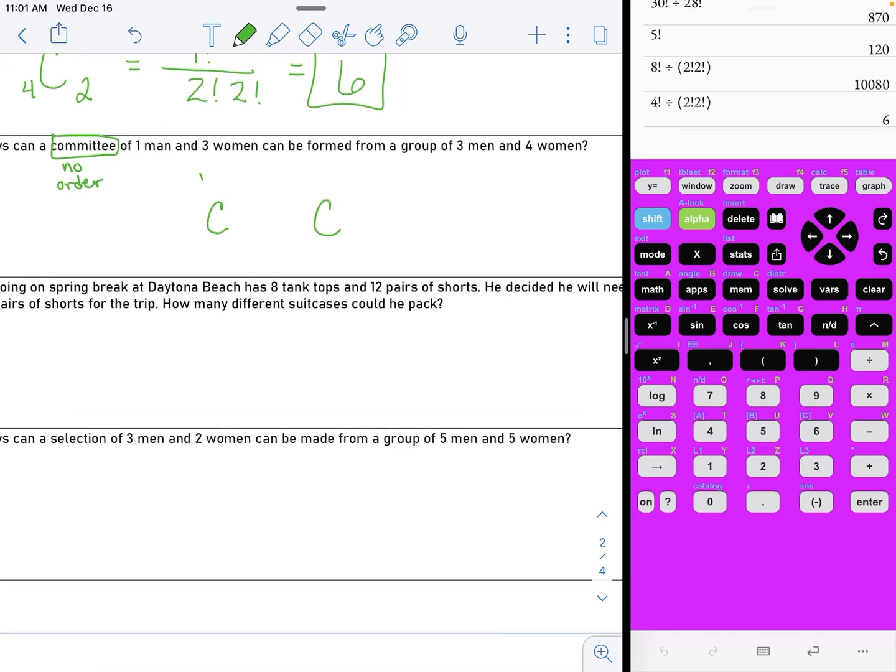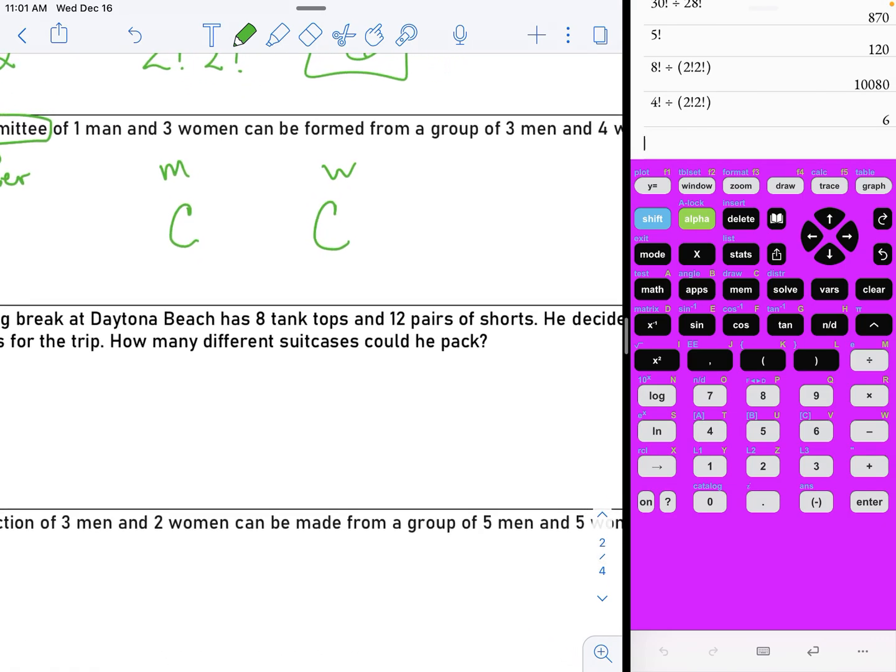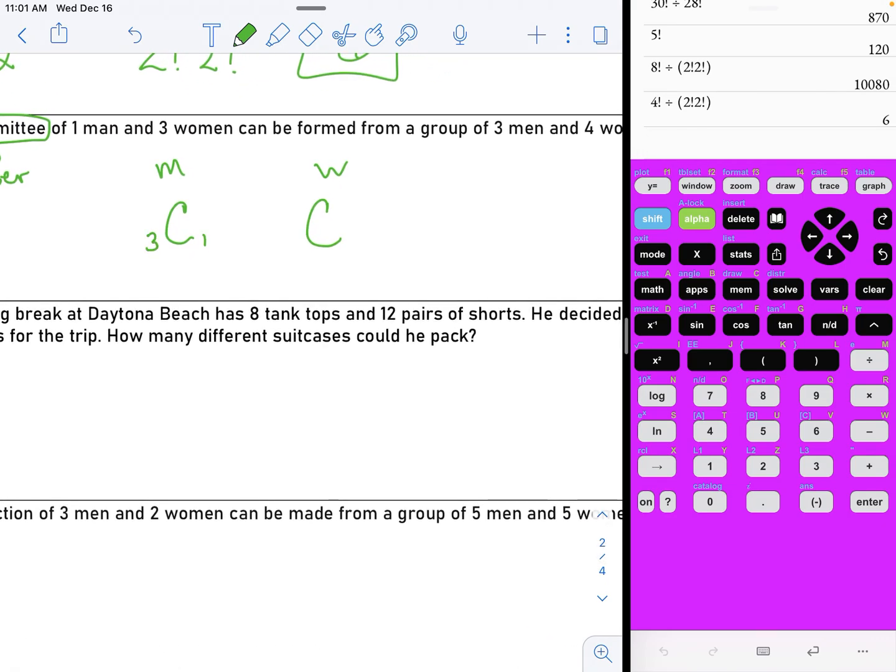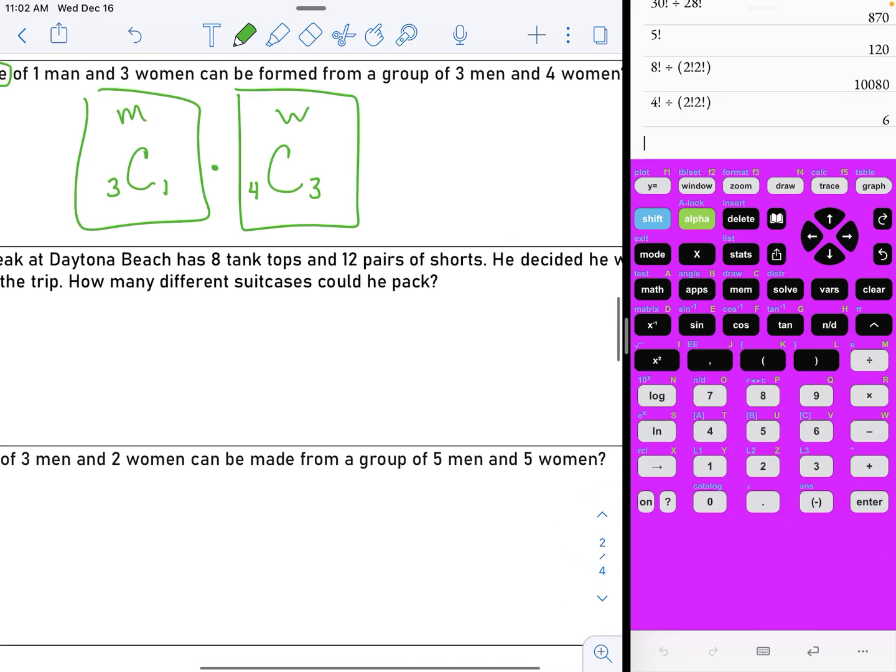So let's deal with the men first, and then we'll deal with the women, okay? So in the men, we have 3 men total, and we only want 1. And for the women, we have 4 women total, but we just want 3. So for every combination we have here, we have to multiply it by every combination we have here. So this is actually very interesting. We are applying the fundamental counting principle of our two different things, kind of like a shirt and a pair of pants, right? A woman and a man, like two different things put together, but in those two different things, I have a group that I'm picking from. So I have two different combination problems.